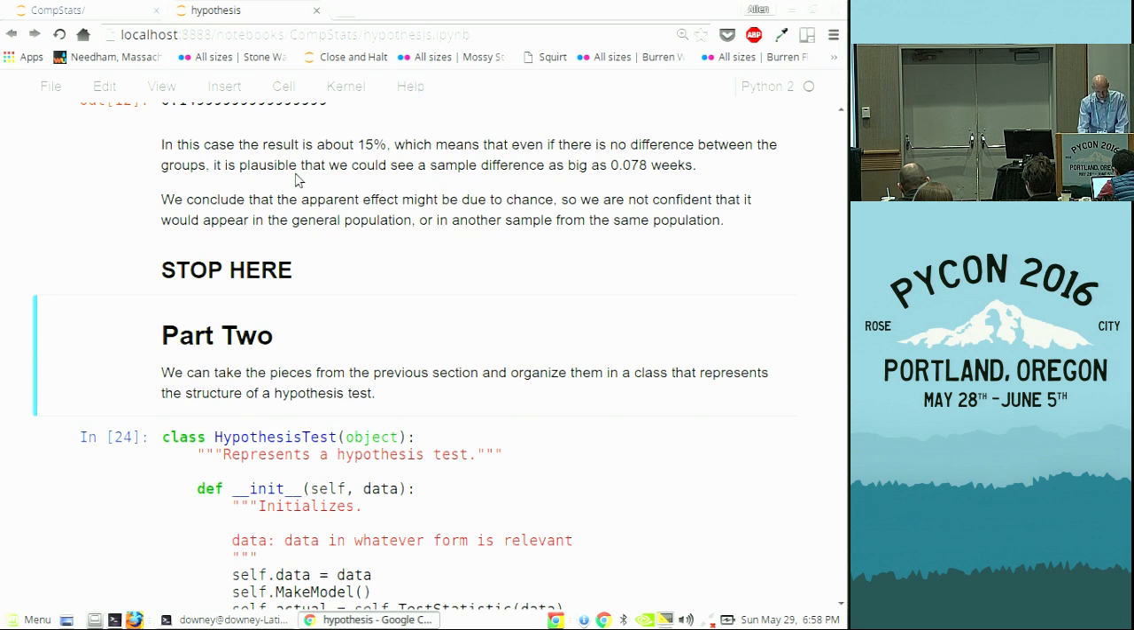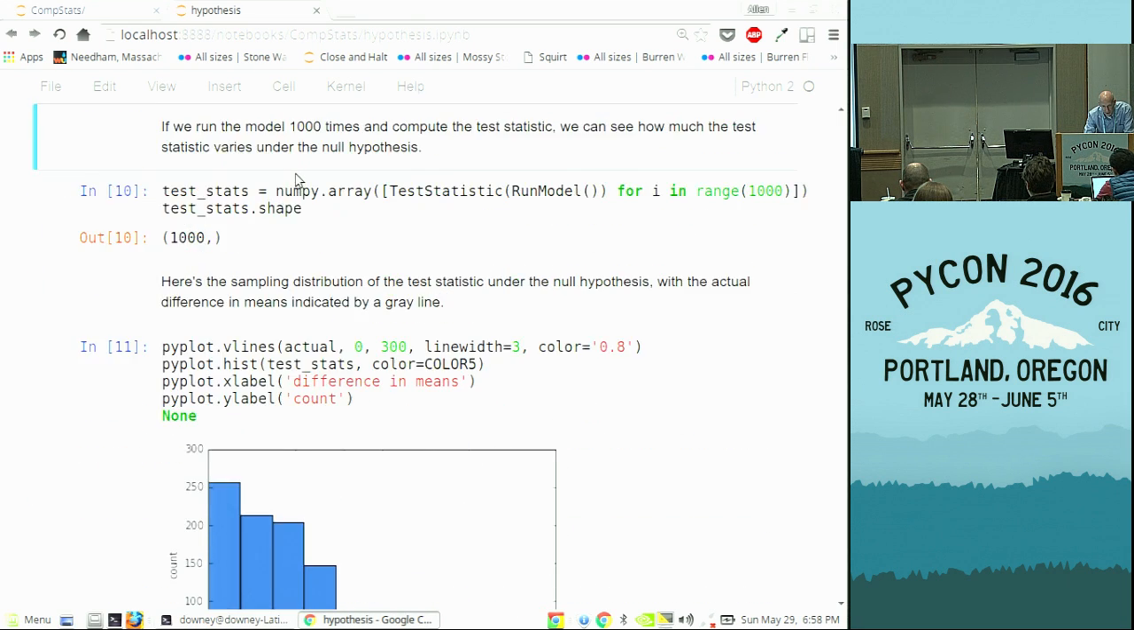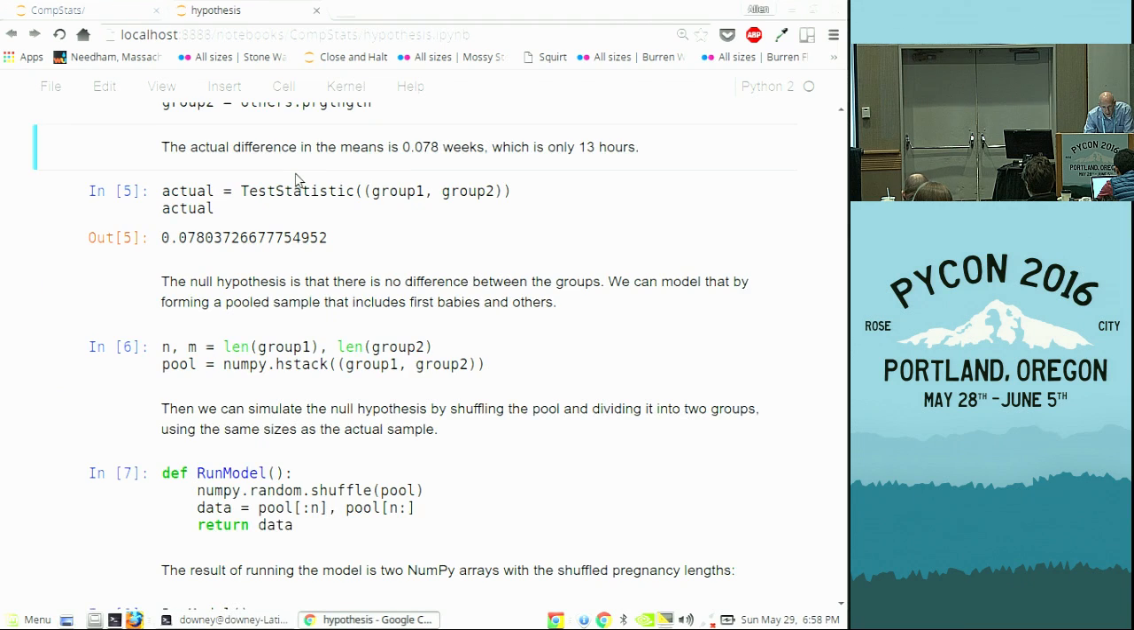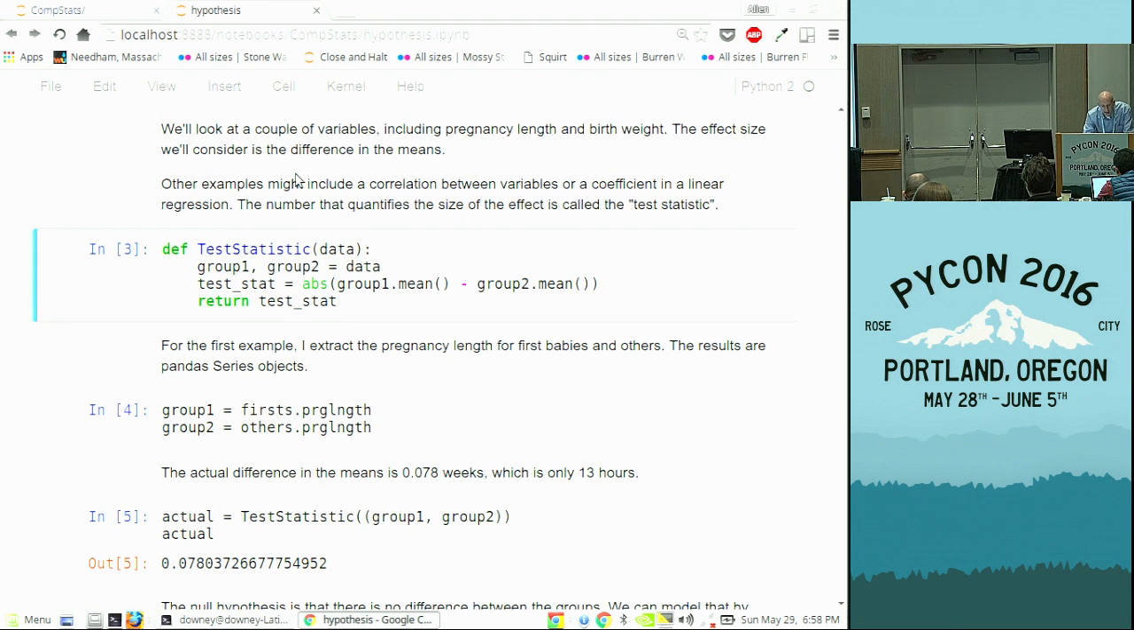All right. The computational framework, I'll just give you a quick run through of what's there. So this is the test statistic. This is the function that's going to take either real data or simulated data, and it doesn't know which is which. We're going to use the same function for both. You give me two groups, I will compute the difference between their means. That's all the test statistic does.